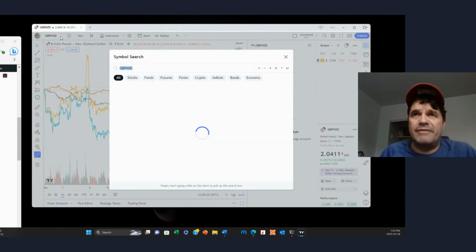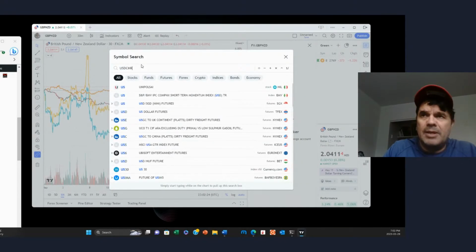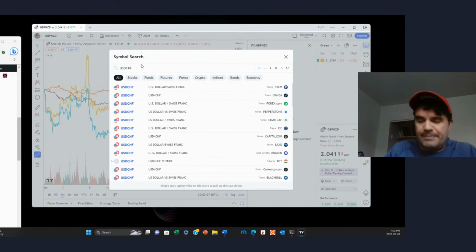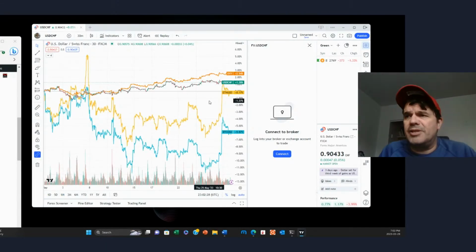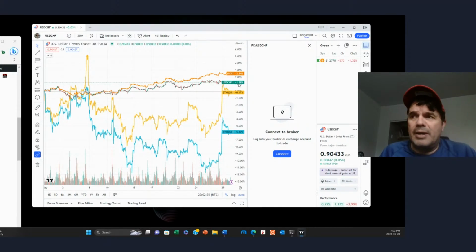So if I pull up the other one, USD Swiss franc, this one's been doing pretty interesting things as well. You can see here, it is performing better than both Ethereum and Bitcoin. So that's quite interesting as the Swiss franc starts to weaken. And again, I don't know the reasons for why this is happening.